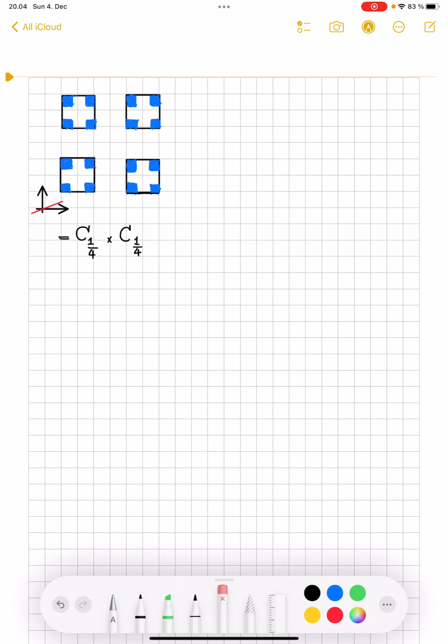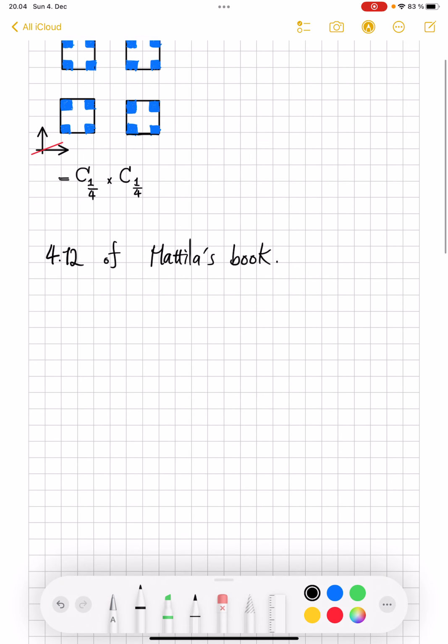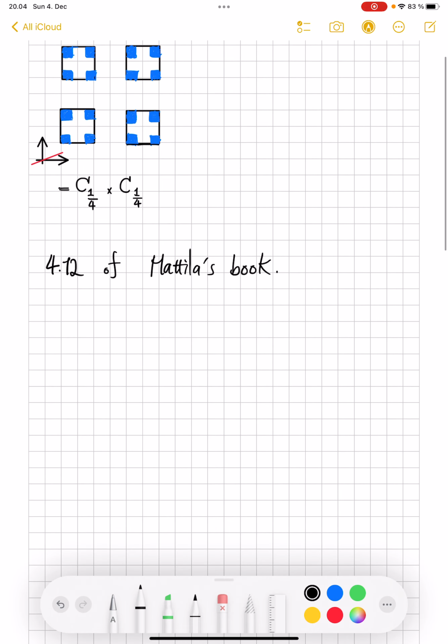Today I'm going to present to you some discussion from section 4.12 of Mattila's book, Geometry of Sets and Measures, where a very general criteria for computing the dimension of Cantor sets is given that is quite useful.